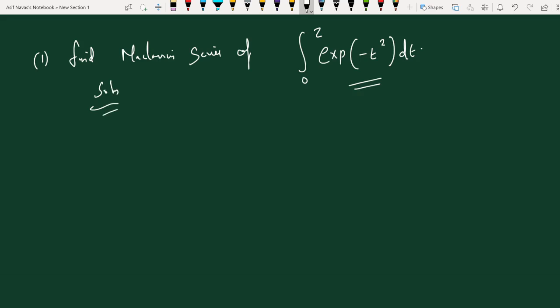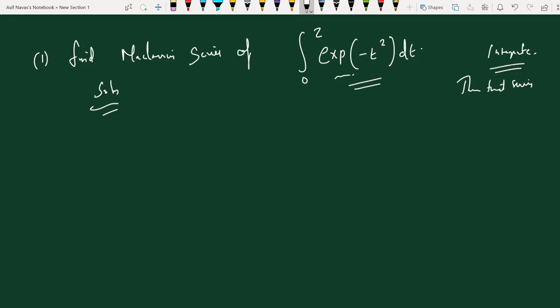So one thing is we cannot integrate this. One method is to first integrate and then find the series, but we cannot integrate this. But for a power series or Maclaurin series, it's enough. That means integrating and then finding the series, or finding the series and then integrating, both are the same. So that is an important property.